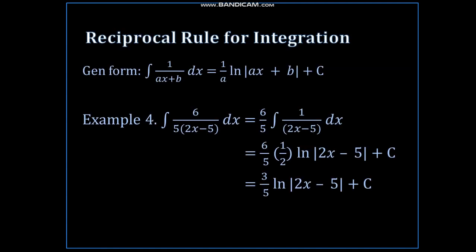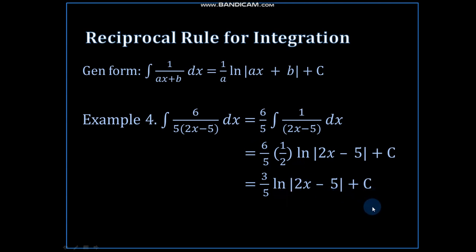Now, for our fourth example, meron tayong 6 over 5 times the quantity 2x minus 5. Pansinin nyo, no, diba? Nilabas ulit yung 6 over 5. And then, we will evaluate it using this general form. Of course, yung a natin ay 2, so we have 1/2 there. And then, the entire denominator, ln of |2x minus 5|. Now, we can cancel out yung pwede nating i-cancel. So, 6 and 2. That's why 3/5 na lang yung natira. So, 3/5 ln of the quantity |2x minus 5| plus c.